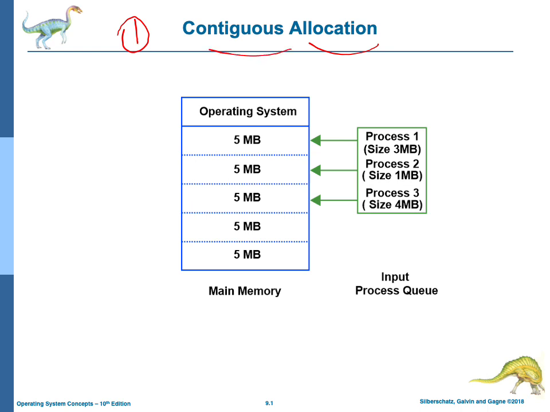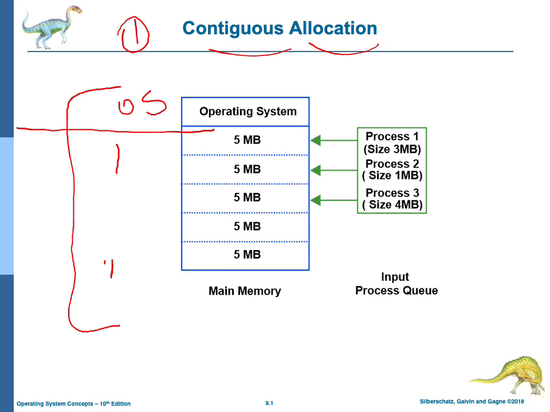Under this paradigm, we divide the main memory into two sections. The first is the resident OS, which is usually held in high memory, and then all the other user processes are held in low memory. Each process will be contained in a single contiguous section of memory, next to it the other process, and so on.